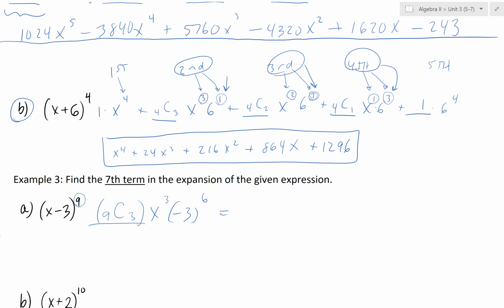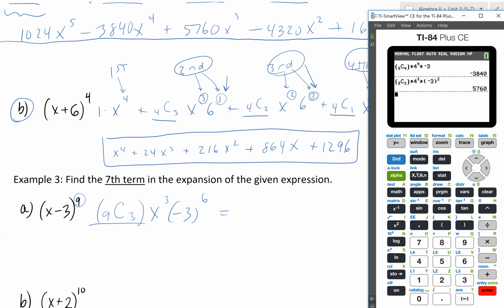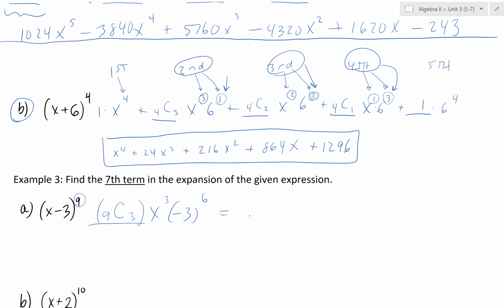And so then that's going to be 9 choose 3 times -3 to the 6th. So that's 61,236 x to the 3rd power.